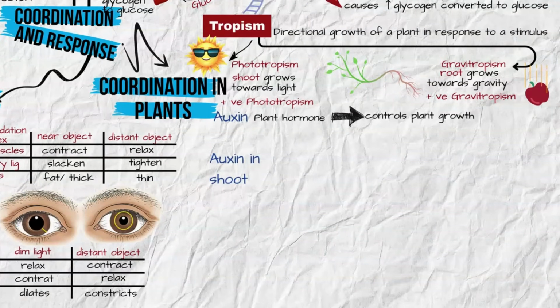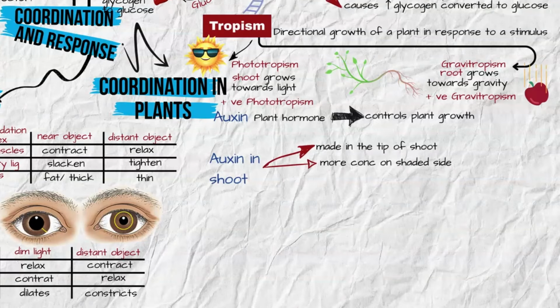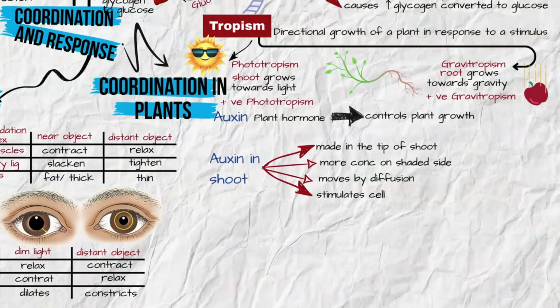You must know 4 key facts. Number 1, auxin is made in the tip of the shoot. Number 2, auxin becomes more concentrated on the side that is in the shade. Number 3, it moves through the shoot by diffusion. Number 4, it stimulates cell elongation.